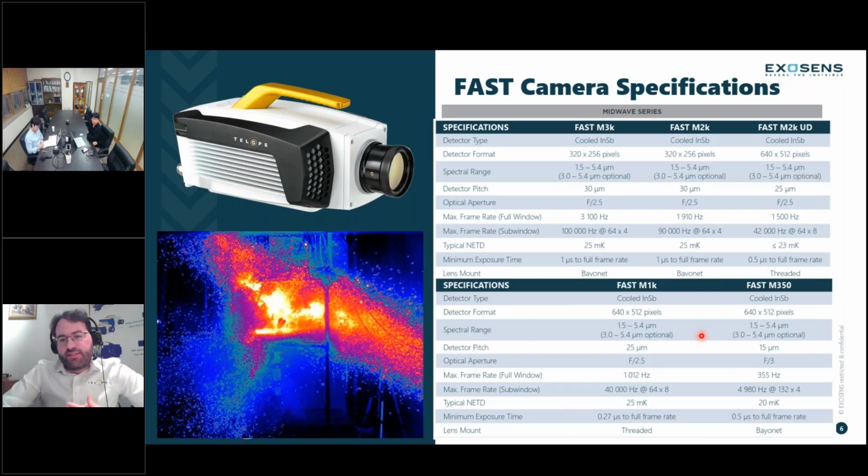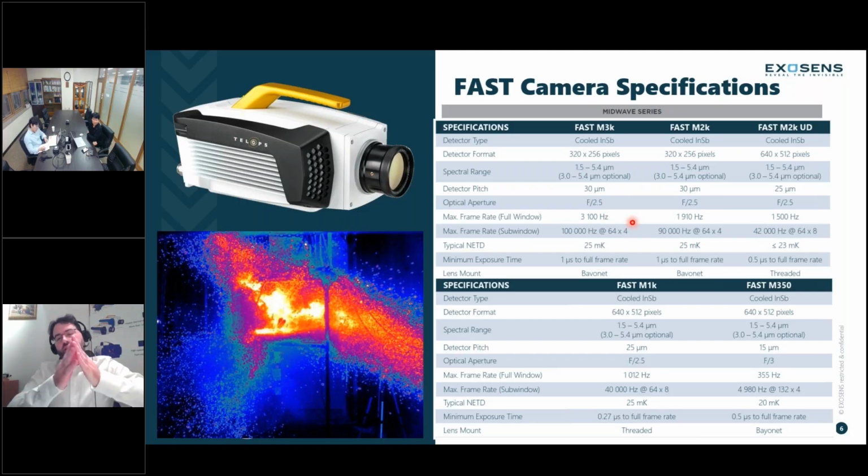So a quick look at the kind of fast cameras here. I have only some listing of the mid-wave series. So we do offer shortwave, mid-wave, and long-wave cameras. I believe today, Joowon will be talking mainly about mid-wave cameras. So we have some of the cameras we offer going from the Fast M3K, which is the fastest mid-wave infrared camera on the market, covering 1.5 to 5.4 microns or 3 to 5.4 if you don't want the extended version. And in full window, 320 by 256 can go up to 3,100 hertz. But when you shrink down your window, you can allow the flow of data to be minimized in terms of window size, but you increase the frame rate up to 100,000 hertz. So very, very fast camera.